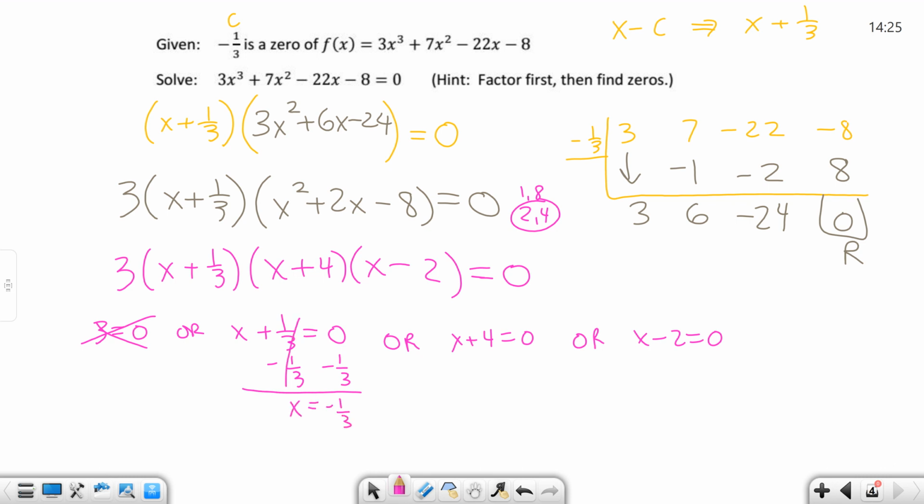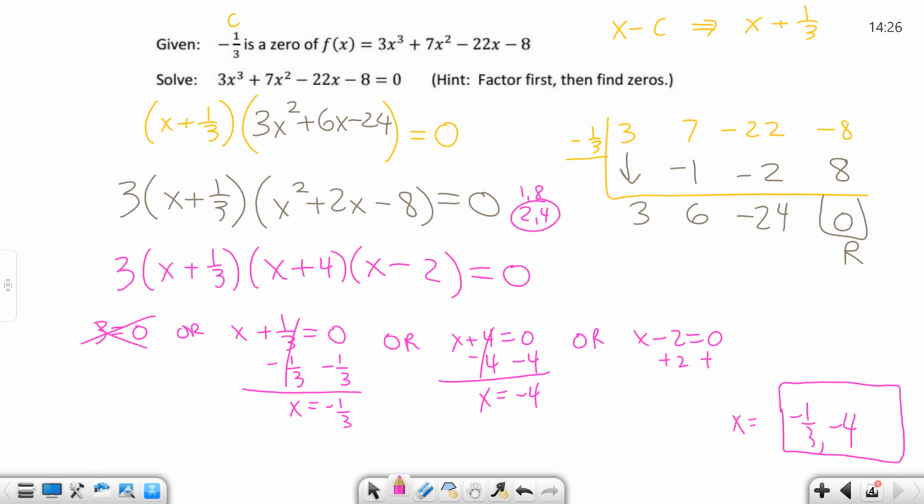So if I had me a good old answer box here on a test or something and I had x equals, then I could have already written this in here from when I started because look, negative 1/3 is a 0. So that means if I set it equal to 0, negative 1/3 is going to be one of my answers. So that one's already there. And then come over here and subtract 4. X equals negative 4, comma. Don't forget a comma if you have more than one of them.